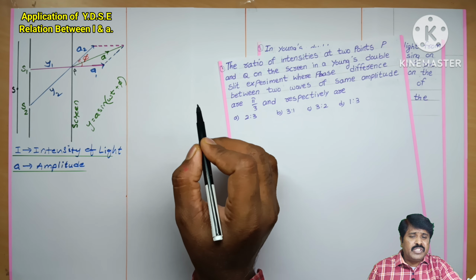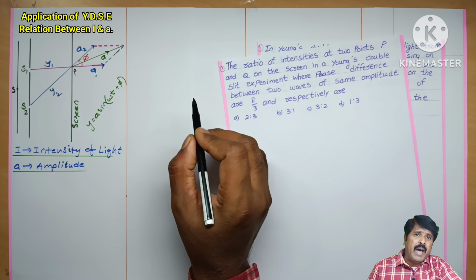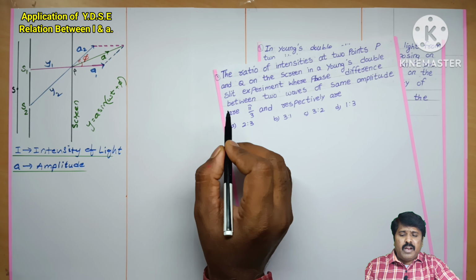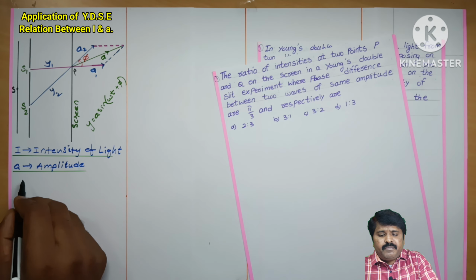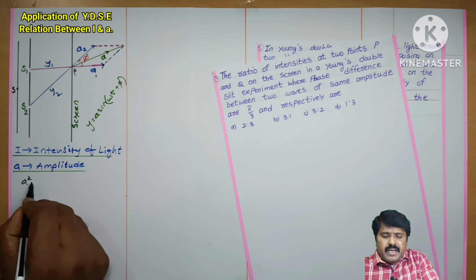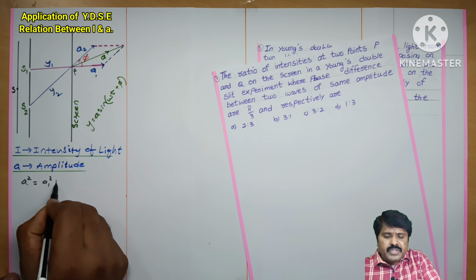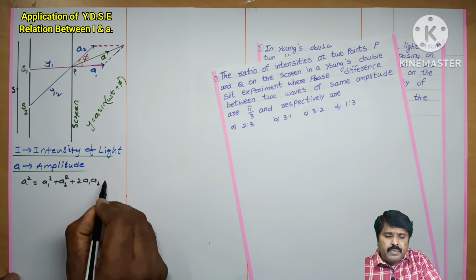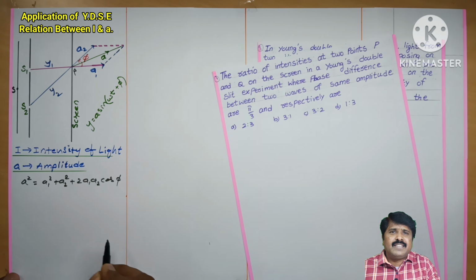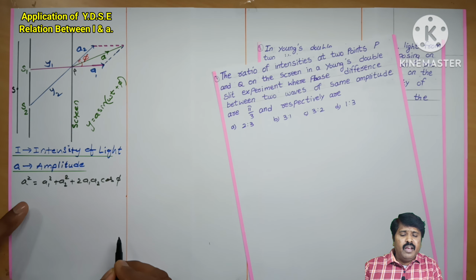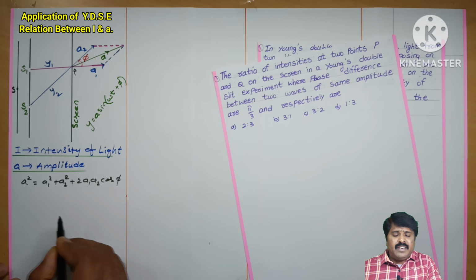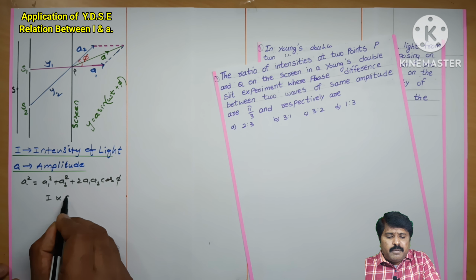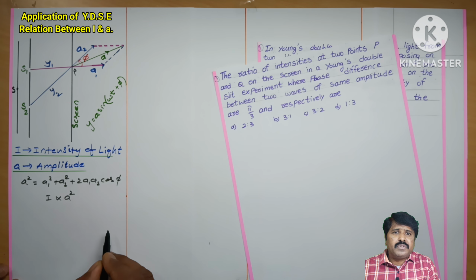Now the relation step by step, clearly, by the parallelogram law of vectors. See student, from the parallelogram law of vectors, A square is equal to A1 square plus A2 square plus 2 A1 A2 cos phi. See there clearly. So the intensity amplitude relation is that intensity is directly proportional to the amplitude square.